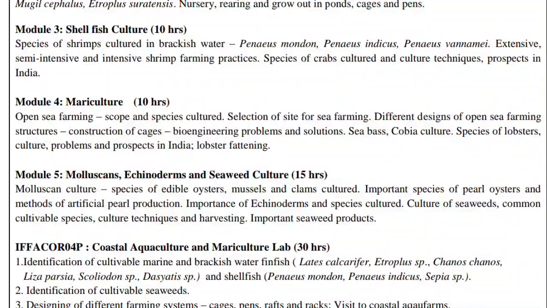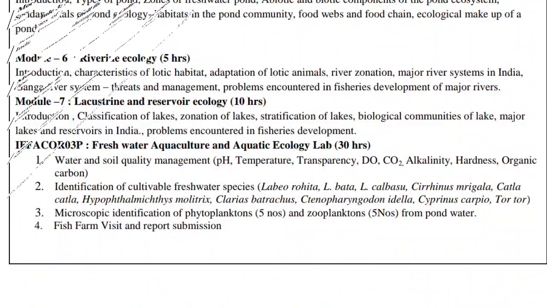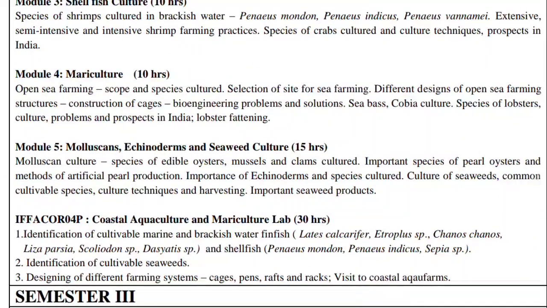echinoderms and seaweeds culture. Molluscan culture, species of edible oyster, mussel and clam culture, importance, species of pearl oyster and methods of artificial pearl production, importance of echinoderms cultured. Culture of seaweeds, common cultivable species, culture technique and harvesting, important seaweed products.